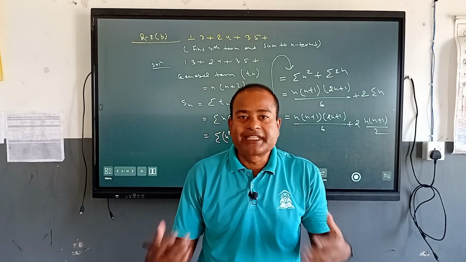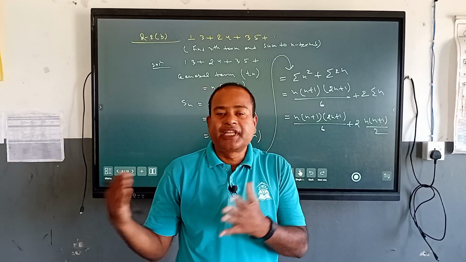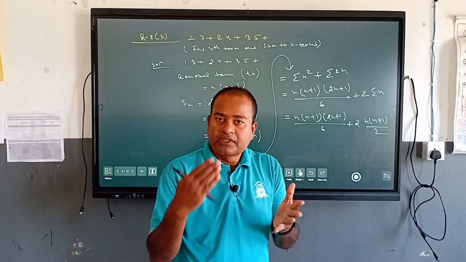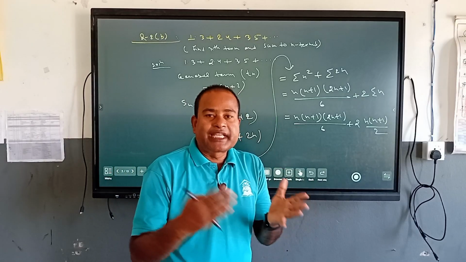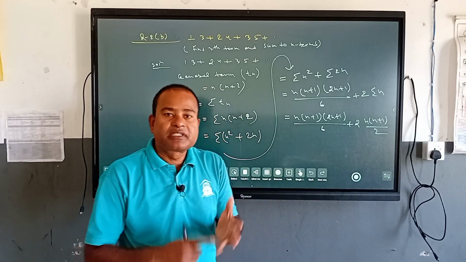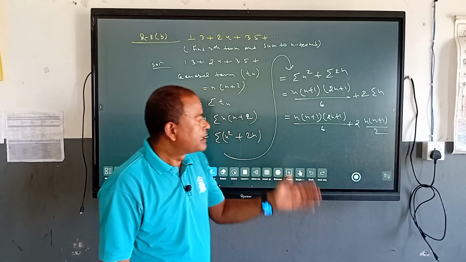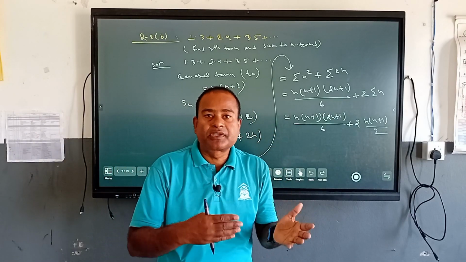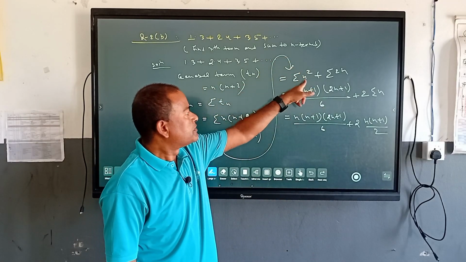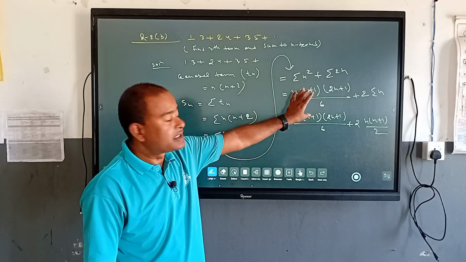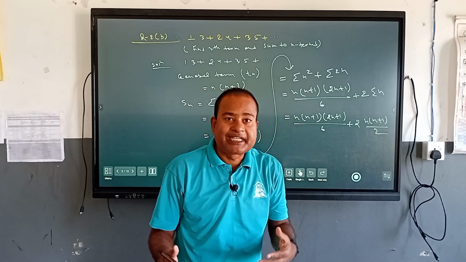In this exercise we have to remember three important formulas. The first one is the sum of the first n natural numbers. The second one is the sum of the squares of the first n natural numbers, and the third one is the sum of the cubes of the first n natural numbers. By using the formula of the sum of the squares of the first n natural numbers, we have got this expression, and again summation n means the sum of the first n natural numbers.